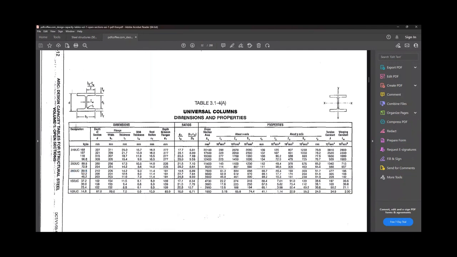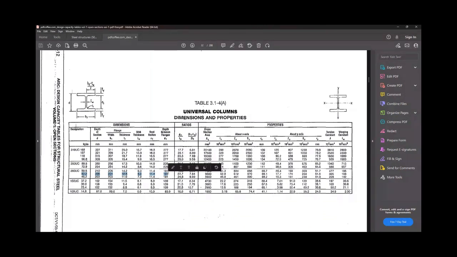200 UC 52.2. The depth is 206, the width is 204, the flange thickness is 12.5, the web thickness is 8, and so on. Okay, this is the one we want to do. So this is the dimension we are looking at.